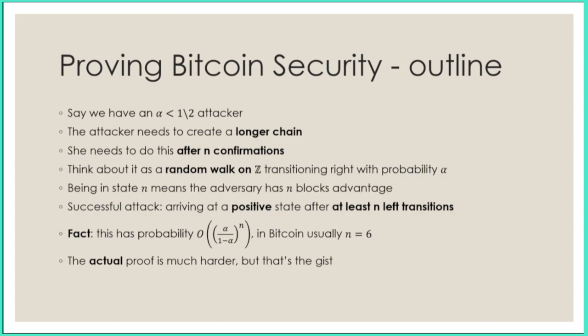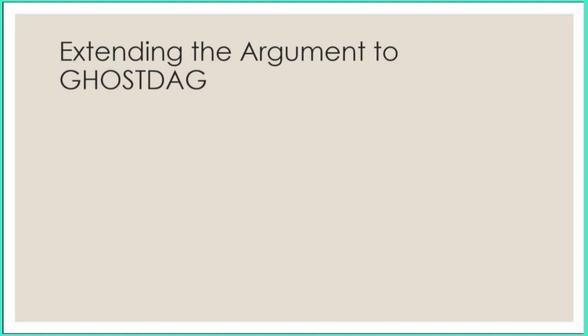So I have to somehow take into account all of these possibilities together, and this requires some heavy machinery. You can't do it with elementary probability theory. But the gist is the same, it just requires some more sophisticated tools to quantify and formalize this argument. So now we want to take this nice argument and extend it from Bitcoin to GHOSTDAG.